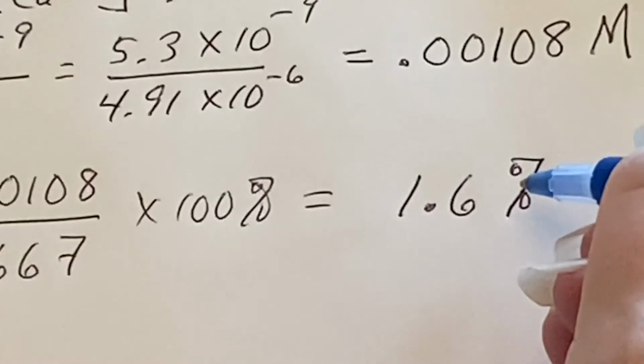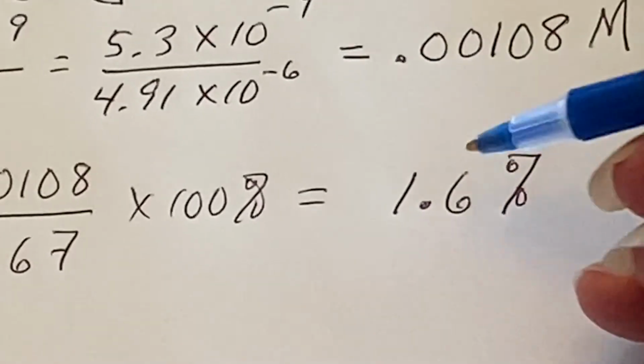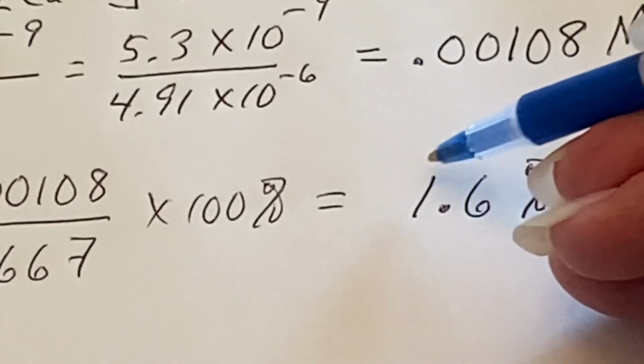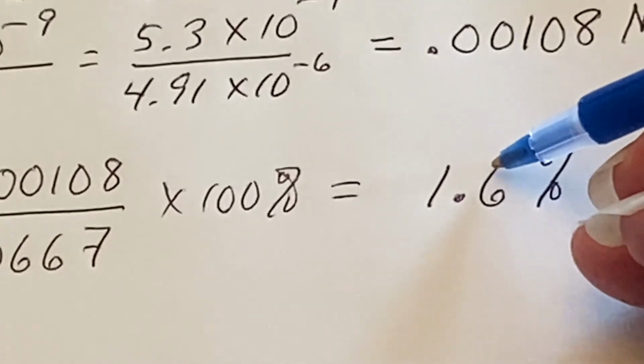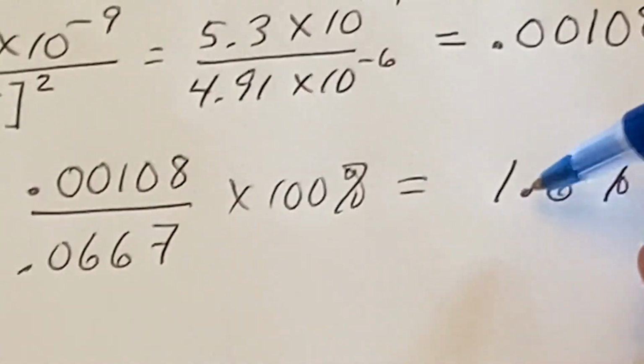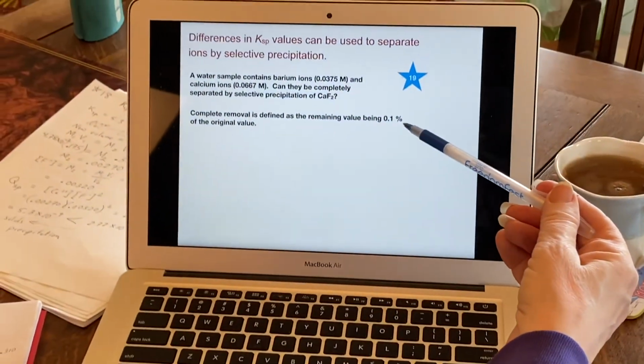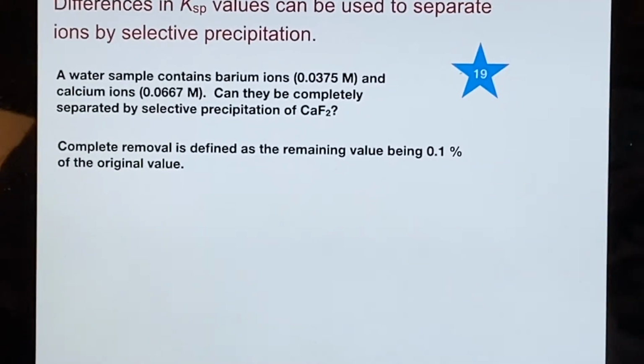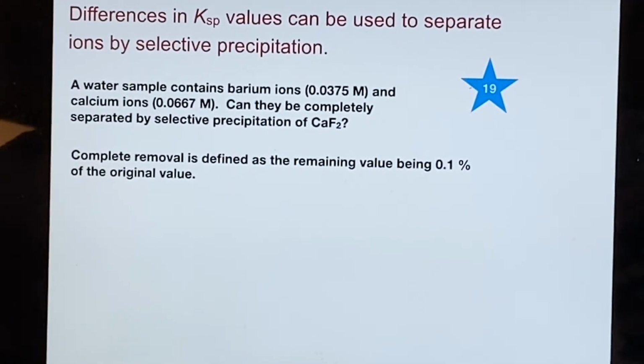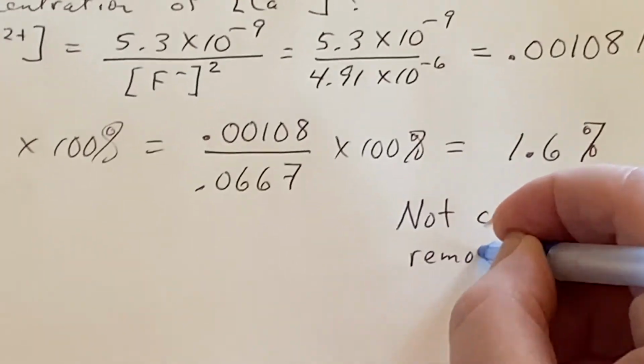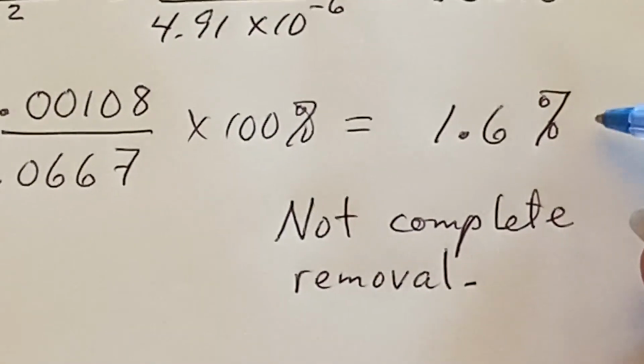So even though I have managed to precipitate out 98.4% of the calcium, I have not managed to have complete removal. So it's not complete removal, sadly. But it's not bad. It's a good start.